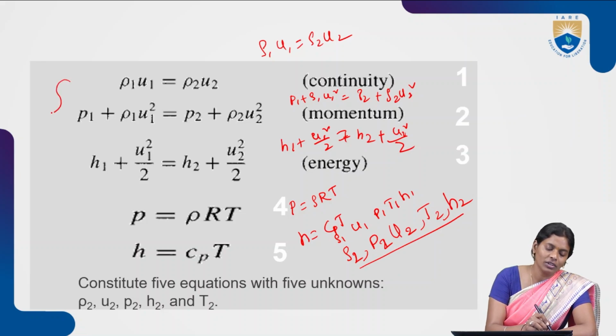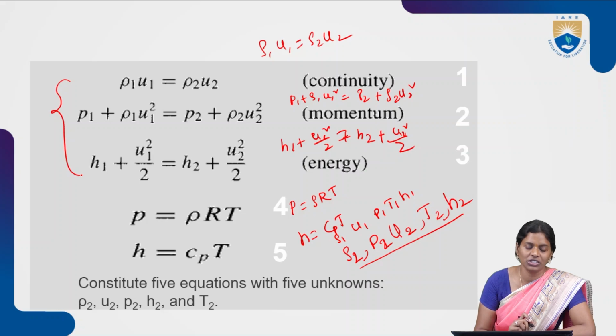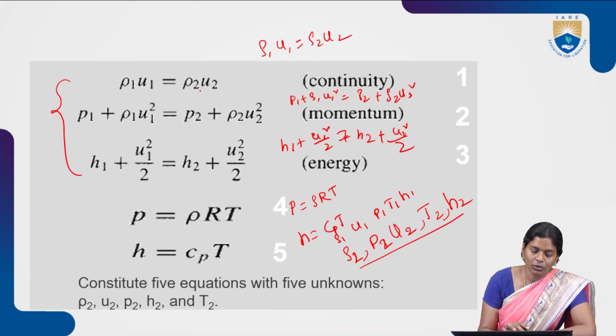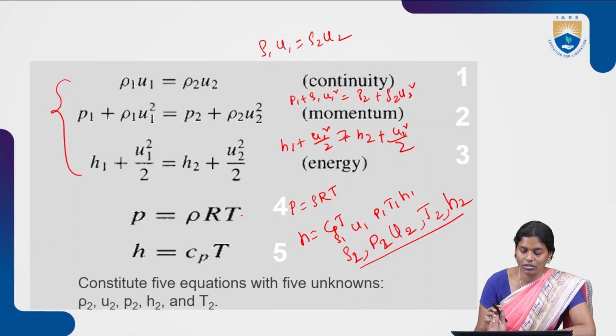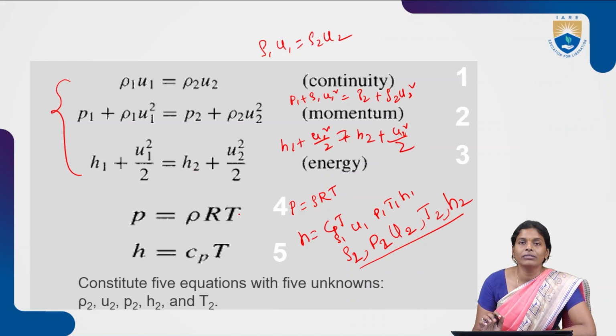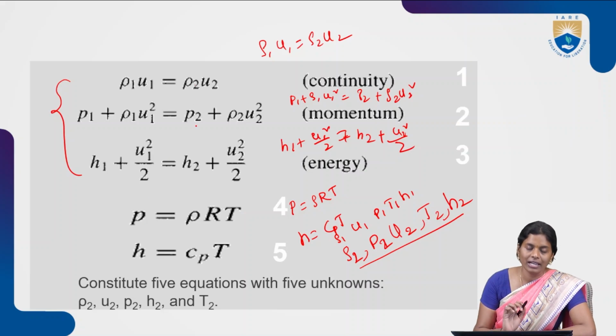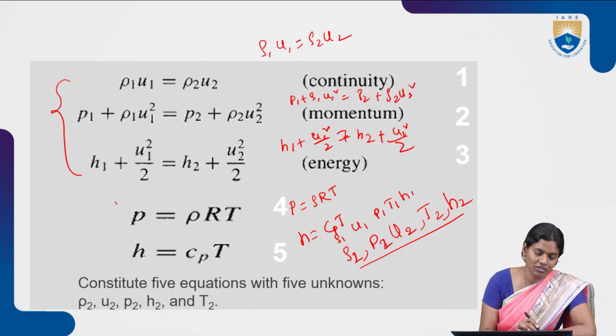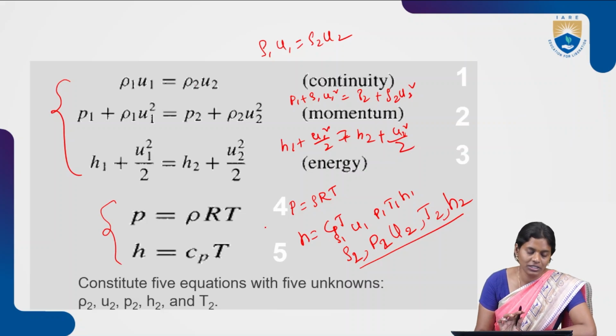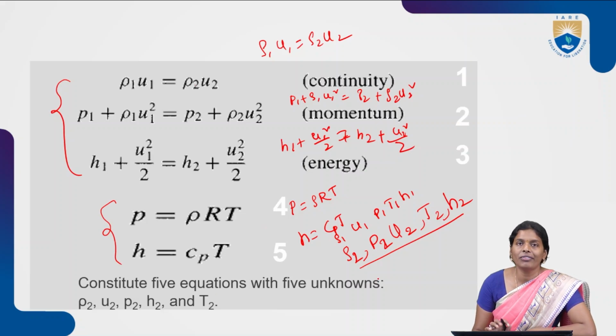Basically we have three equations: continuity, momentum and energy. But how many unknowns are there? Rho 2 is 1, U2 is 2, H2 is 3, then the pressure P2 is 4, and temperature T2 is 5. So there are 5 unknowns. Apart from the continuity, momentum and energy equations, we take the help of P equals rho RT and H equals CP T. So we have 5 equations and 5 unknowns, and then we will be able to find out all the changes in the flow properties at region 2.